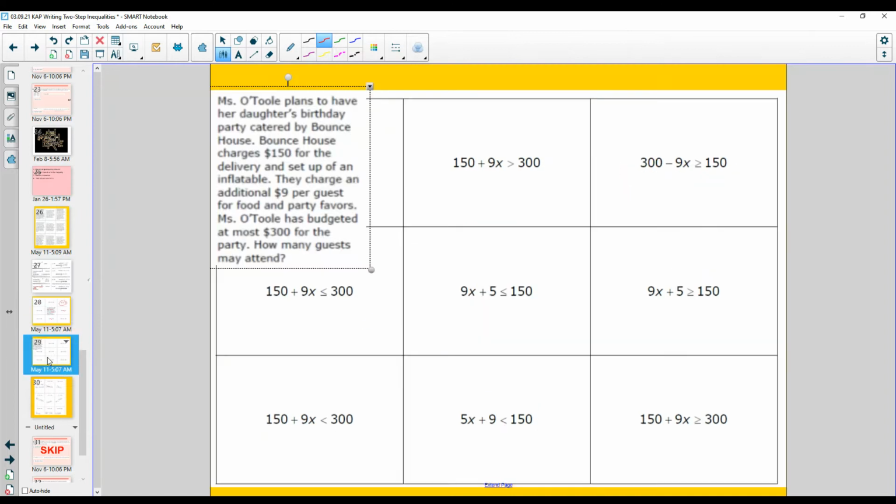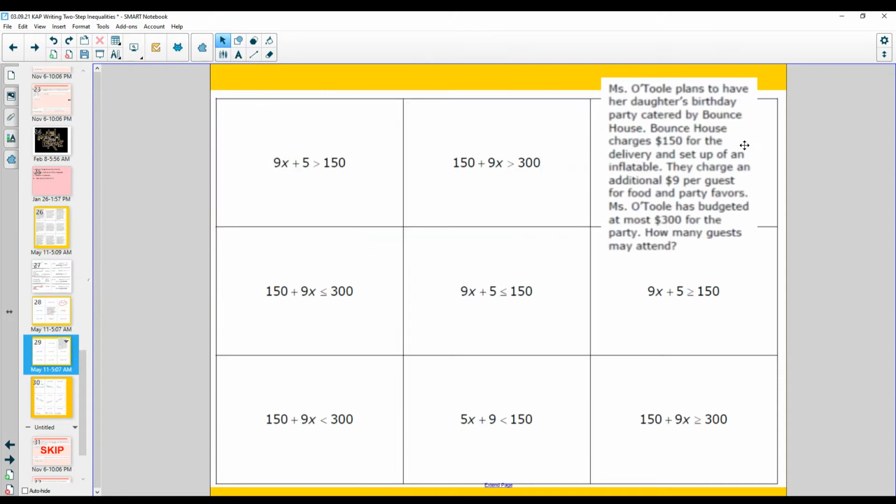Next one. Mrs. O'Toole plans to have her daughter's birthday party catered by Bounce House. Bounce House charges $150 for the delivery and setup of an inflatable. Then they charge an additional $9 per guest. $9 each guest or every guest for food and party favors.